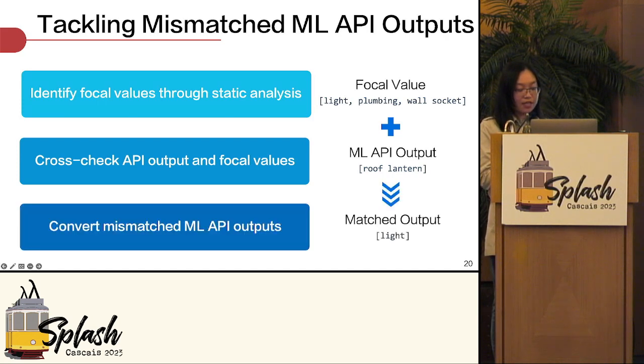And once a mismatch is detected, a conversion attempt follows. We'll first try clustering the ML API outputs to software focal values, like clustering the roof lantern to the lights in the property management application. If it fails, we will try the segment and ensemble strategy.